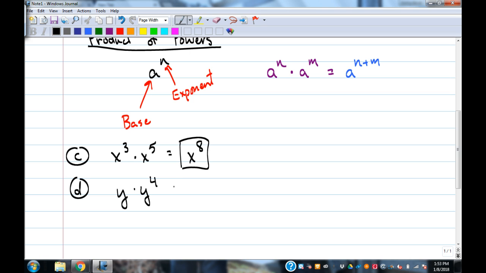y times y to the fourth. It was a little bit different because they don't have the exponent written on that first y. If there's not one there, it's a 1. There's a 1 exponent right there on that y. So it ends up being y to the 5th power.